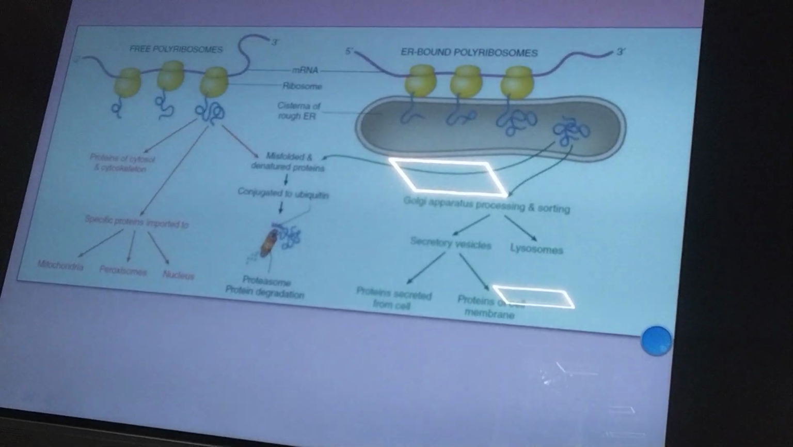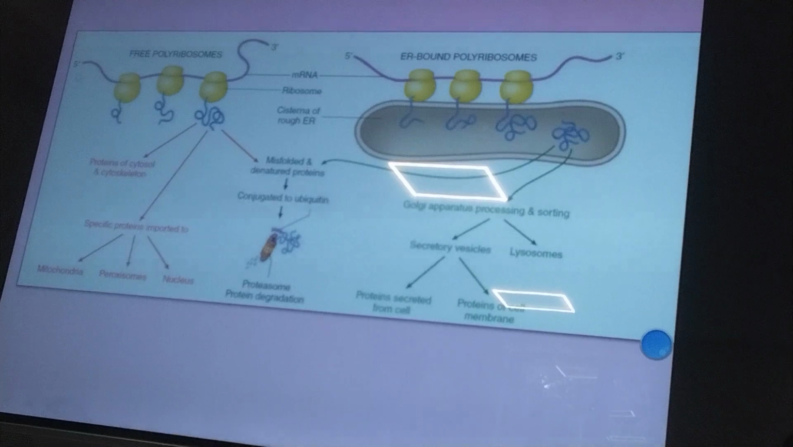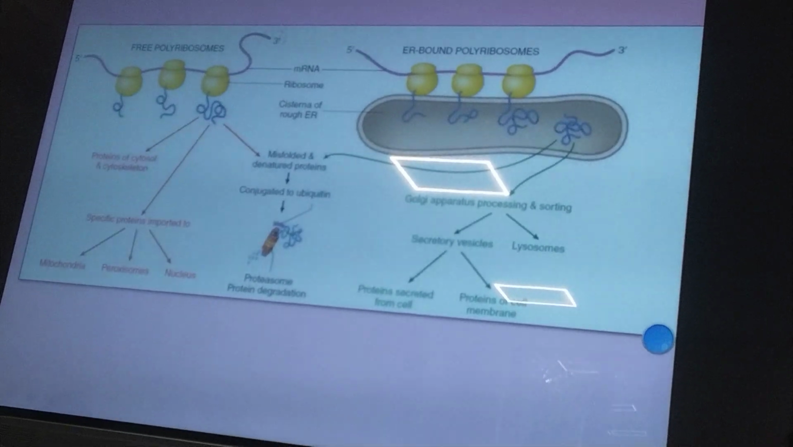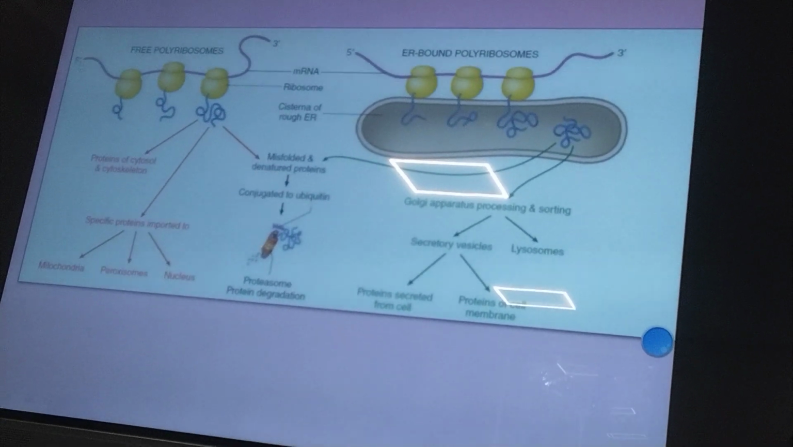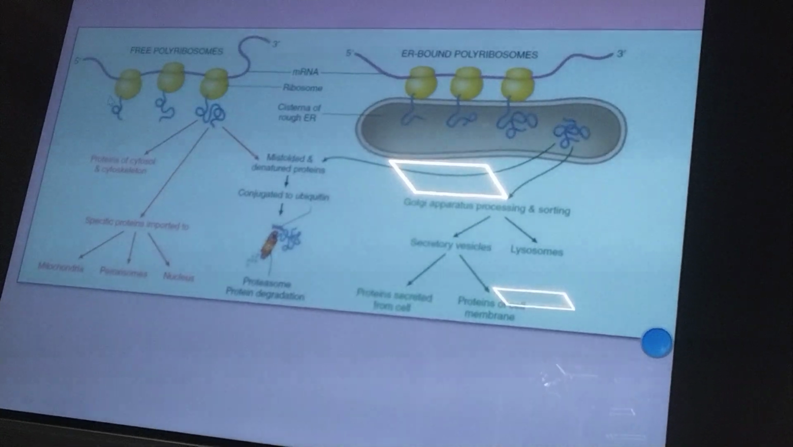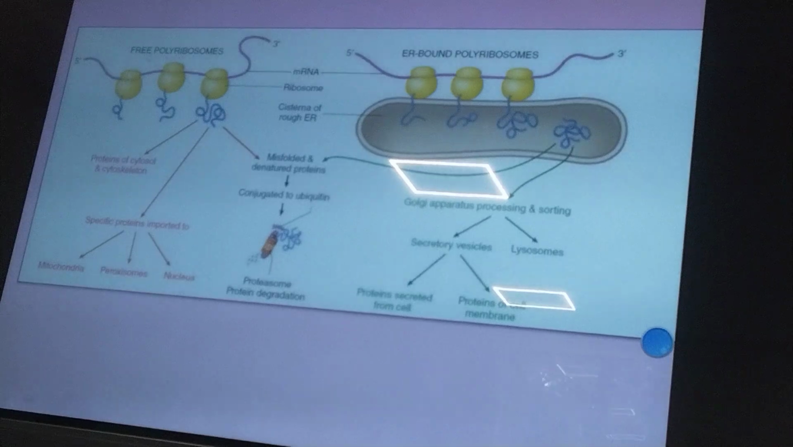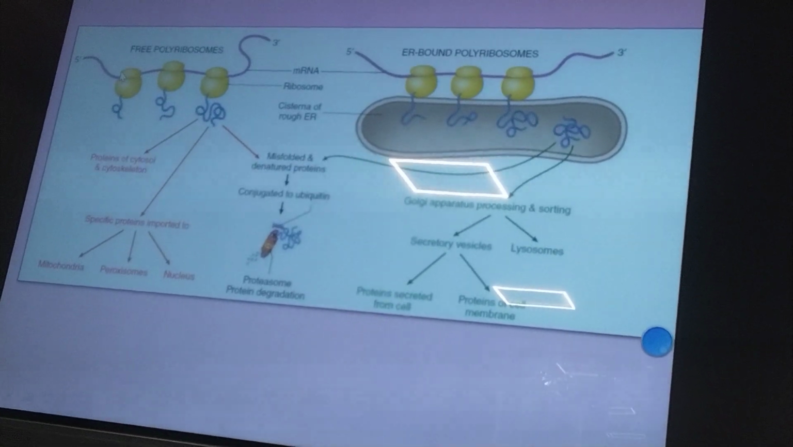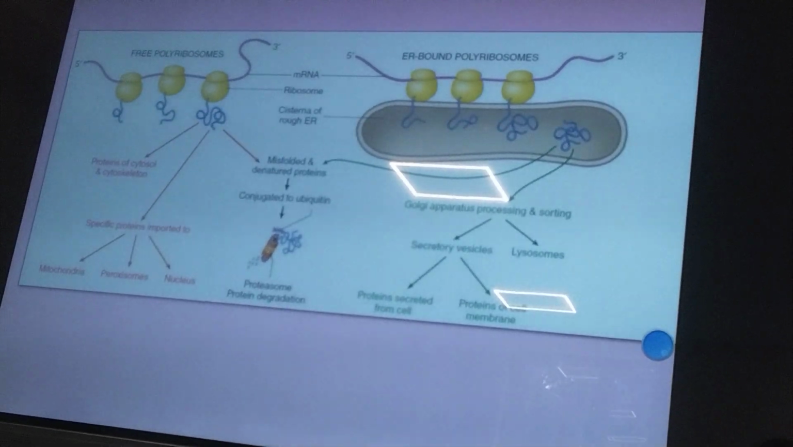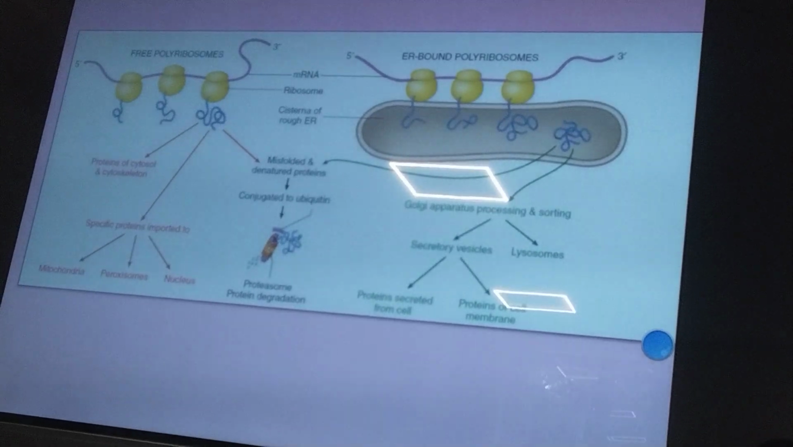Let's see, here is a messenger RNA, its 5' end and 3' end, and protein synthesis starts from the 5' end and goes through the small and large subunit, and amino acids are building up the protein chain. Free ribosomes are used to synthesize proteins of the cytosol and cytoskeleton for the cell itself, right?